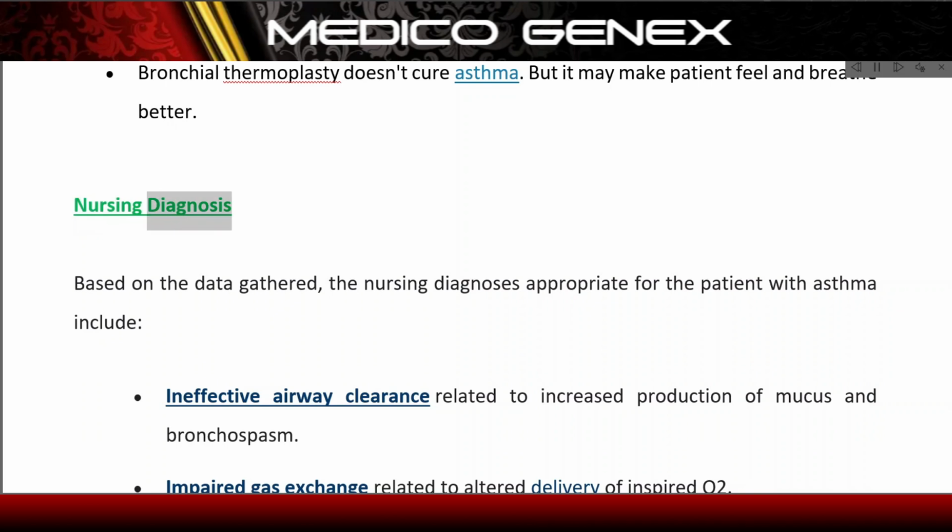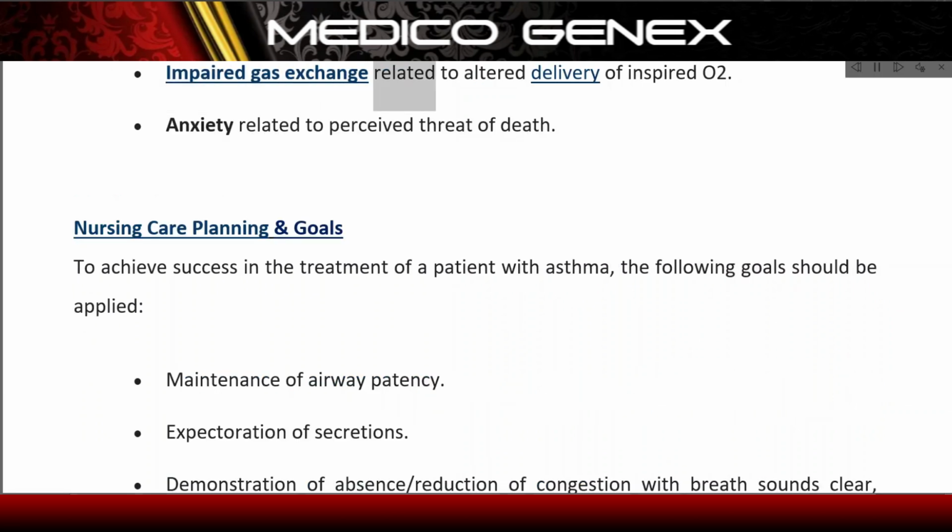Nursing diagnosis. Based on the data gathered, the nursing diagnoses appropriate for the patient with asthma include ineffective airway clearance related to increased production of mucus and bronchospasm, impaired gas exchange related to altered delivery of inspired O2, anxiety related to perceived threat of death.